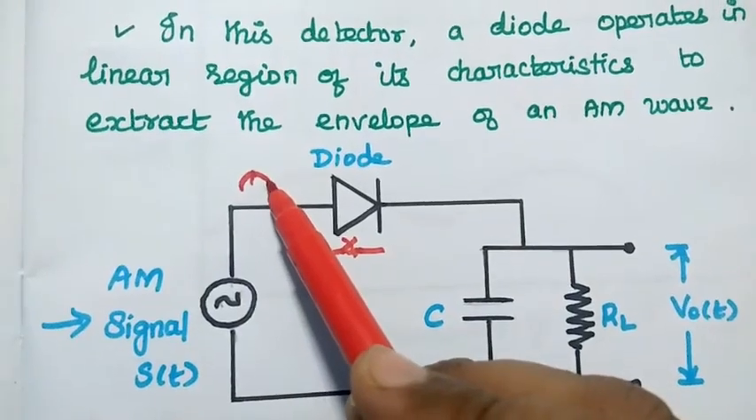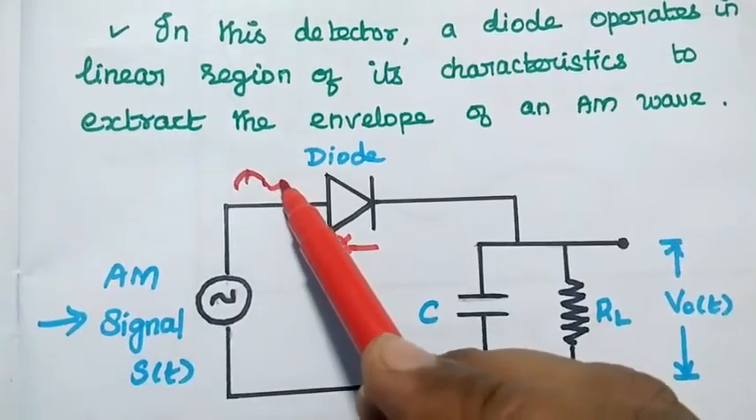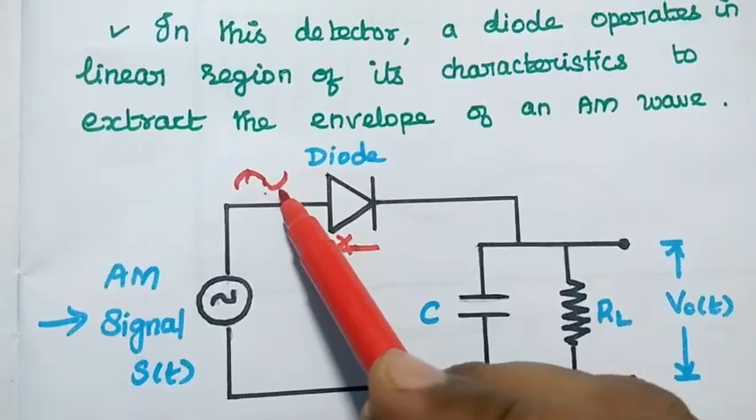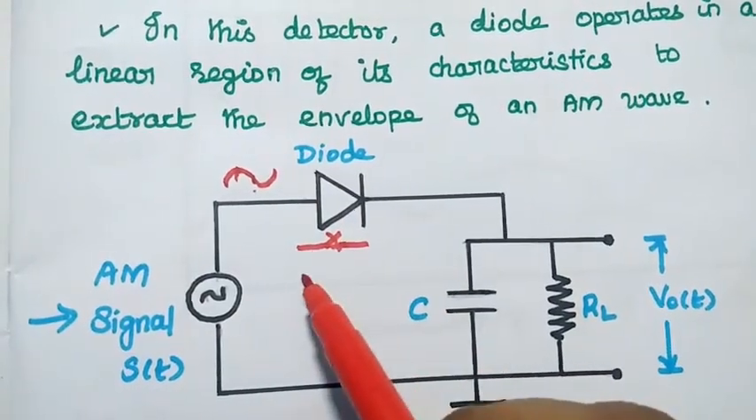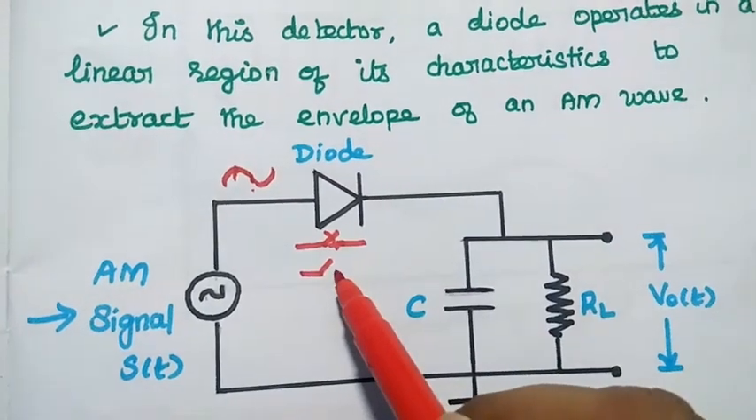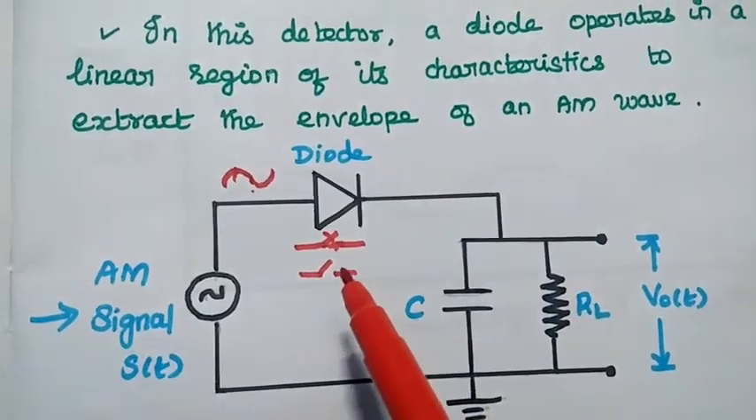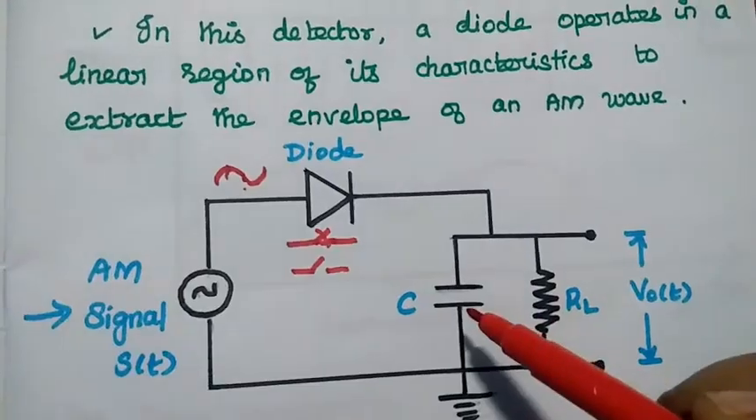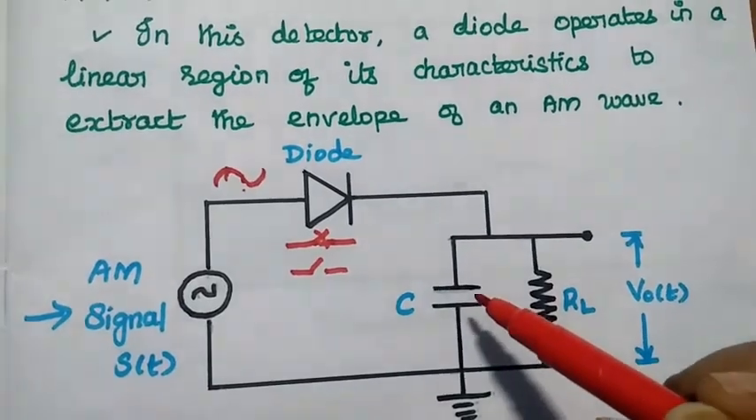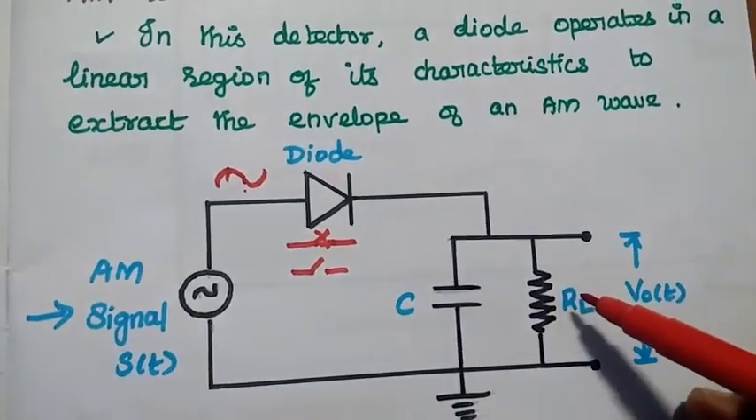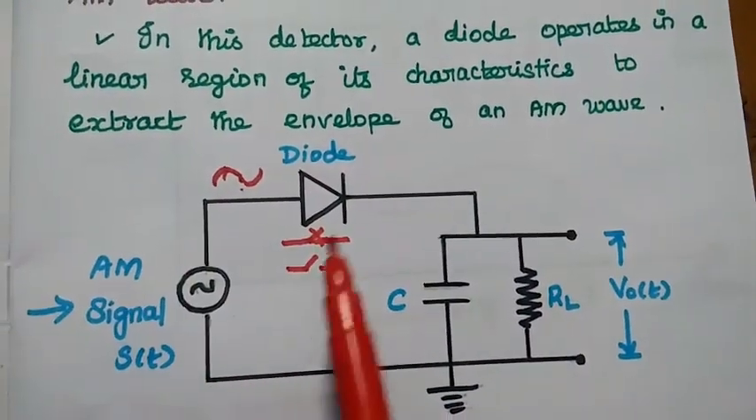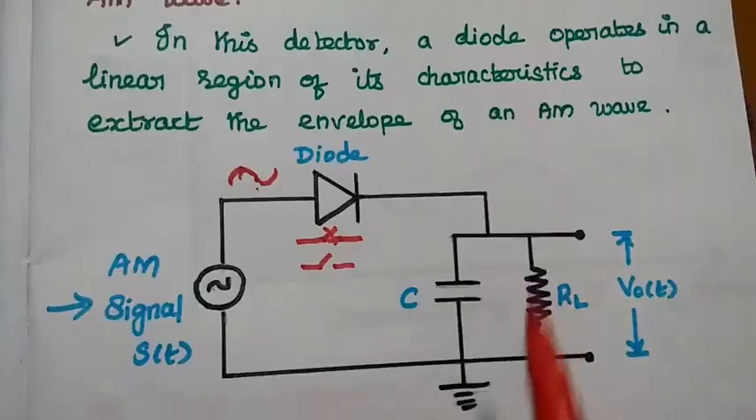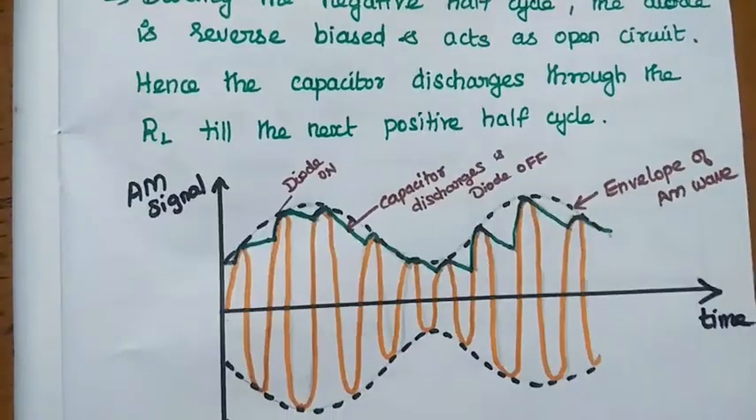Likewise, during the negative half cycle the diode is reverse biased. At that time it acts as an open switch. When it acts as an open switch, the capacitor discharges through RL till the next positive half cycle. So that is the property of this circuit.